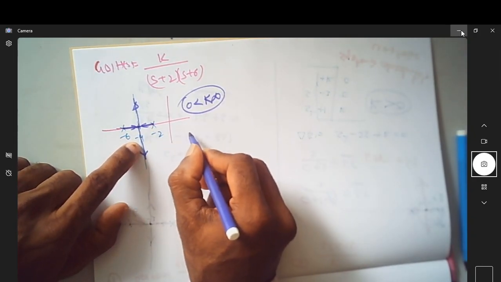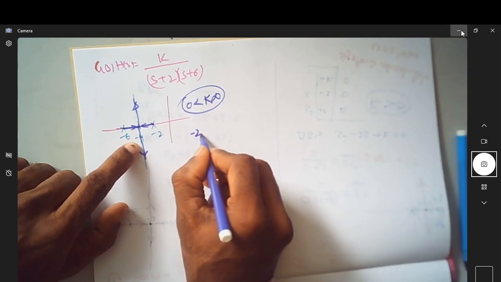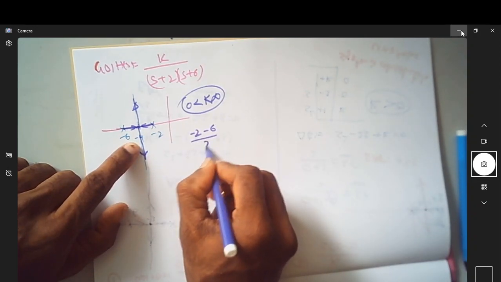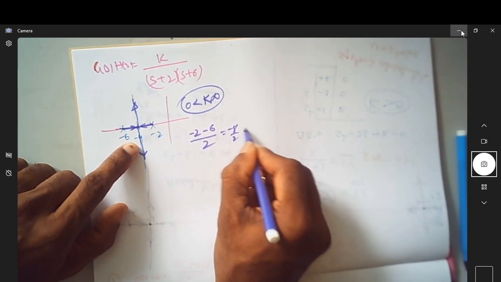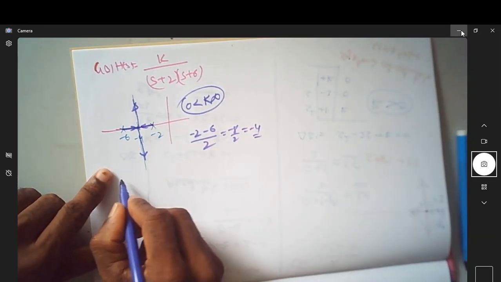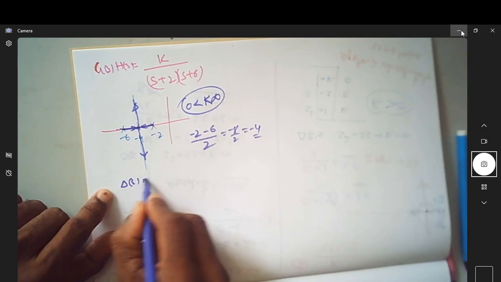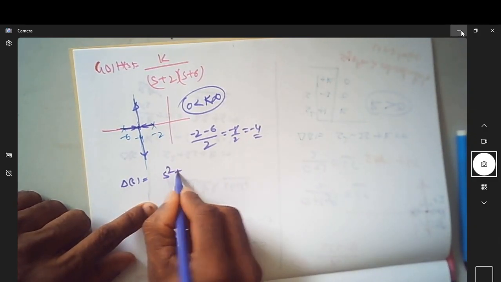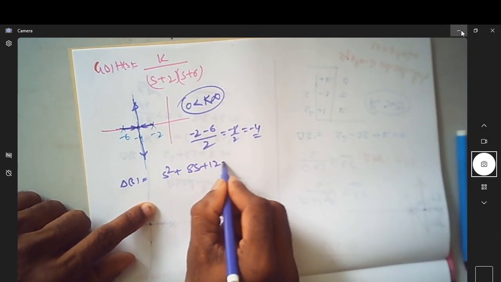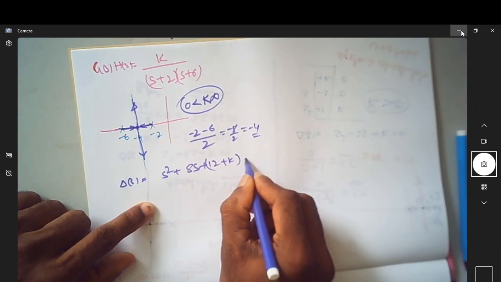How do you prove that the centroid is at minus 4? Is it not minus 2 minus 6 by 2? Is it not minus 8 by 2? Is it not minus 4? Then to find the breakaway point, you can find delta of s, where delta of s is s square plus 8s plus 12 plus K equal to 0.